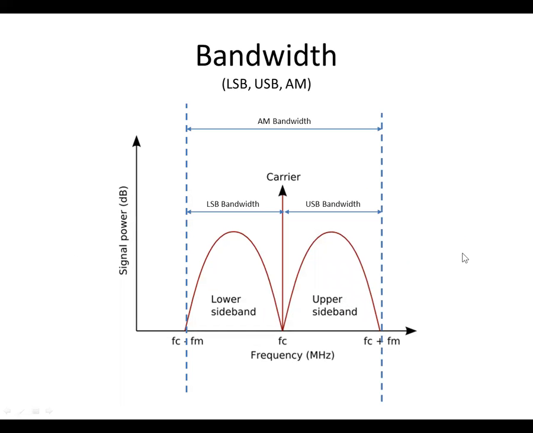So let's take a look at bandwidth. And we'll start off looking at analog signals. Now, what this graph is, it's a measure of the signal power that's being received. And on this axis is the frequency.